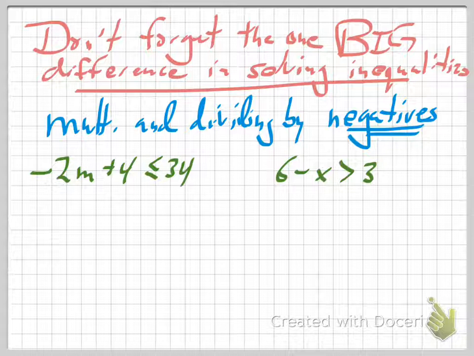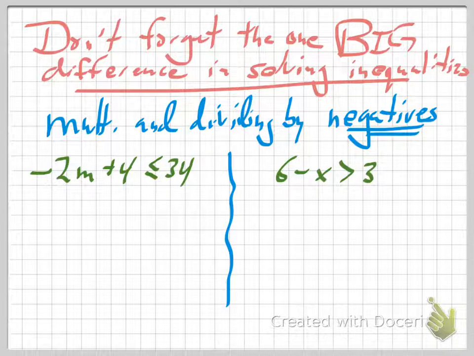All right, you'll see how that comes up in the next couple of problems. I'll do the first one for you, and then you can do the second one by yourself. And by that, I'm actually going to start with the one on the right, so you're going to do the one on the left. So let's go ahead and solve this one. I have 6 minus x is greater than 3.